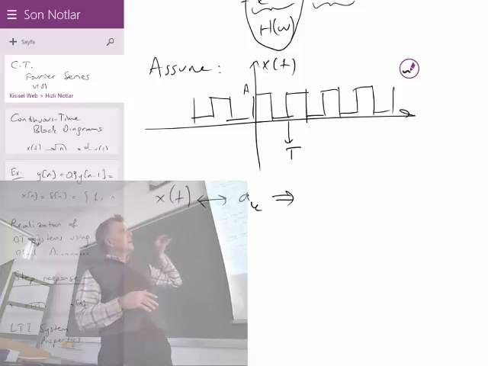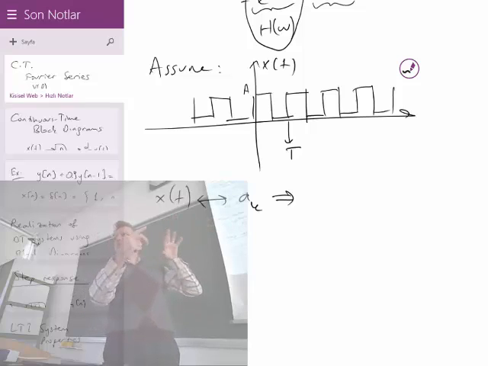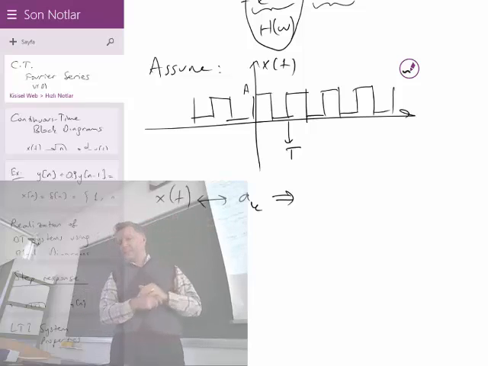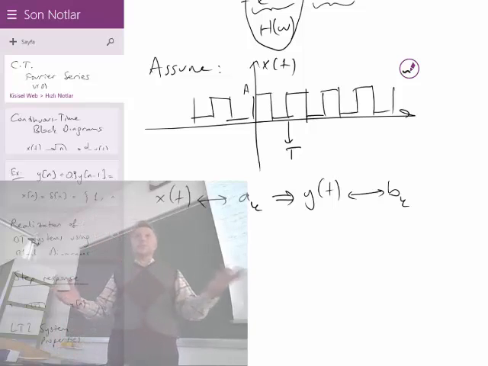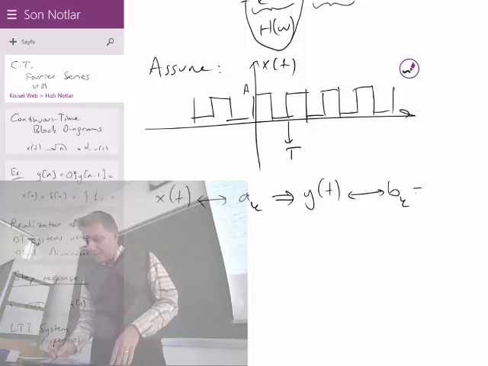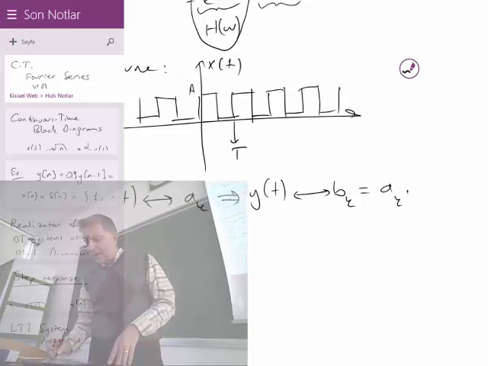Usually, the left-hand side of the double arrow corresponds to the time domain, and the right-hand side corresponds to the frequency domain. So it's a Fourier pair. And from here, you say that the output y of t is paired to a new set of Fourier series coefficients, bk, which are equal to ak times h of the corresponding frequency.